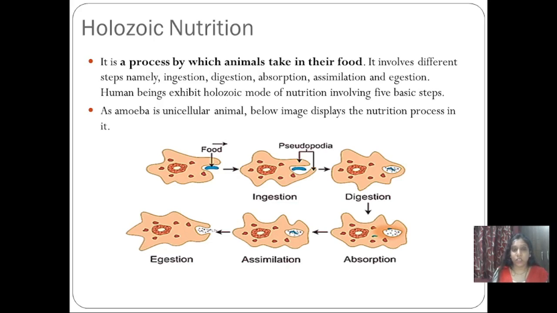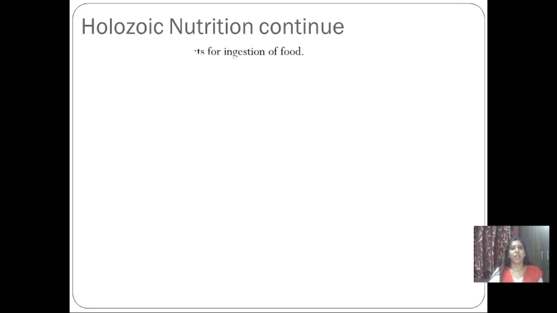And in assimilation, now this food is used for the production of energy, for growth and for repair. And the last is egestion. So whatever is the remaining or undigested food is removed from the body. So the amoeba, being a unicellular animal, also displays the 5 basic steps of nutrition. As we said, the first of the 5 basic steps is ingestion. Ingestion takes place with the help of the mouth. Insects also have mouth parts for ingestion of food.